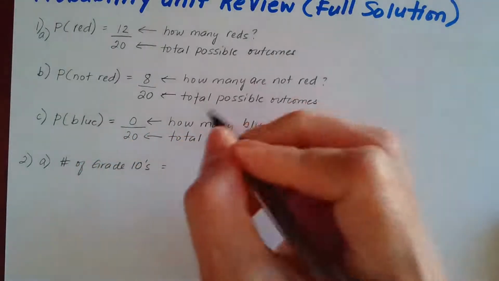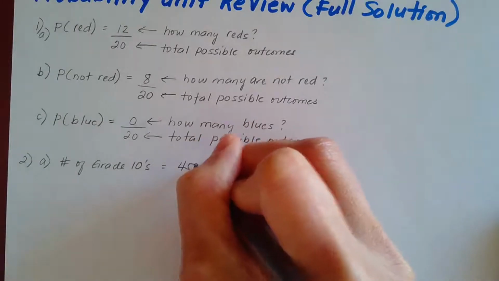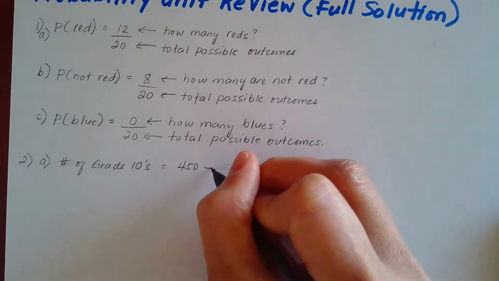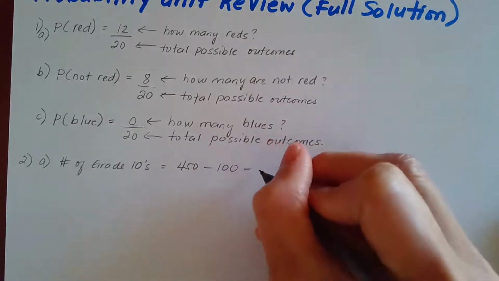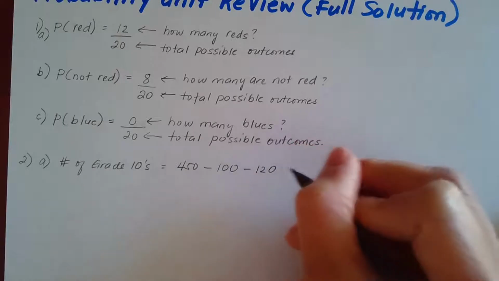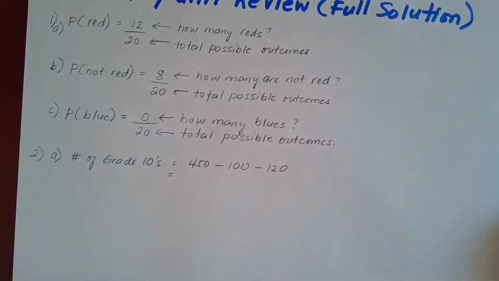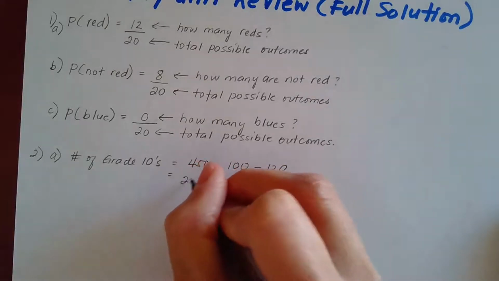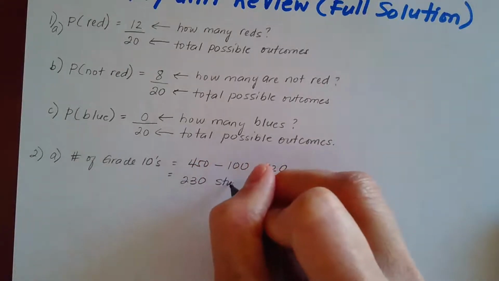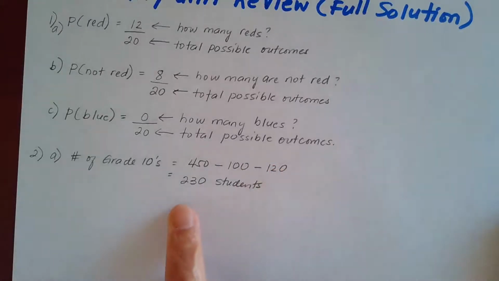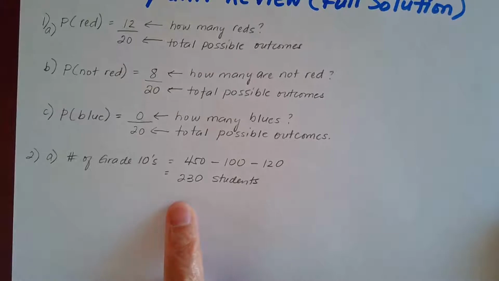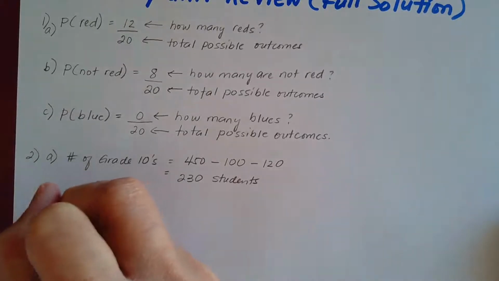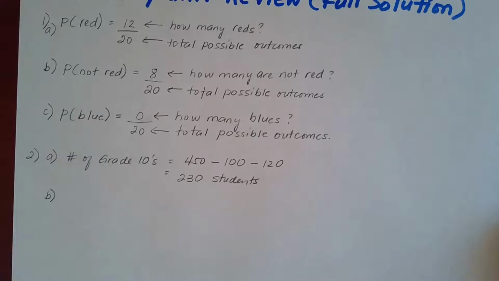Okay, we know that there's 450 students in total. Now, if we take away the grade 12s, which are 100, and if we take away the grade 11s, which is 120, that gives us 230 students. So that means 230 students that are in grade 10. Okay. Let's take a look at the next question.